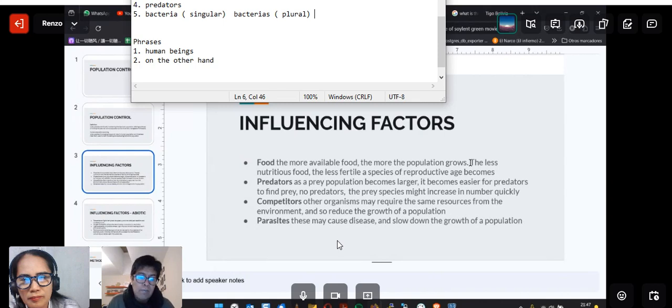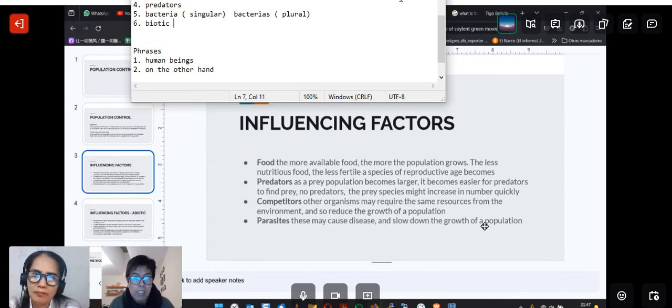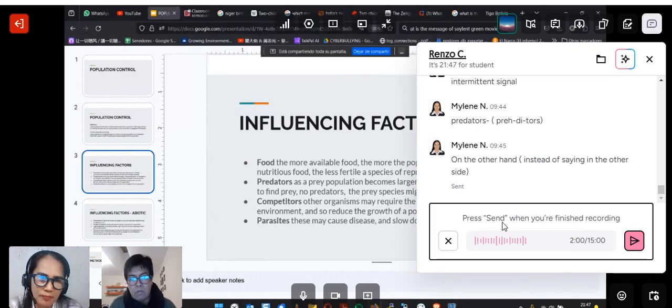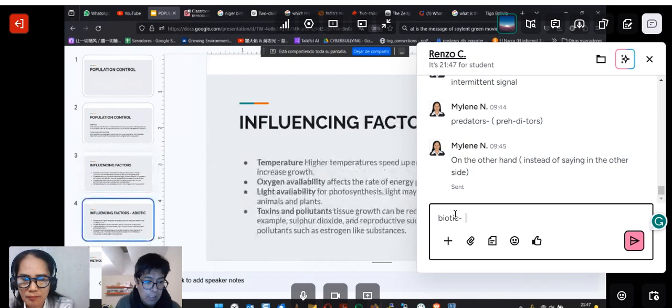Also, these factors are called biotic factors, because they involve living species. But there are also some factors called abiotic, and we will see that in the next slide.